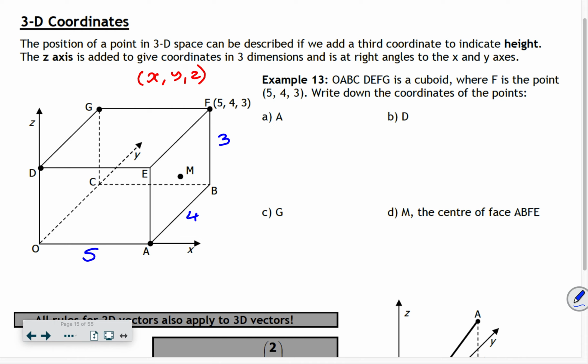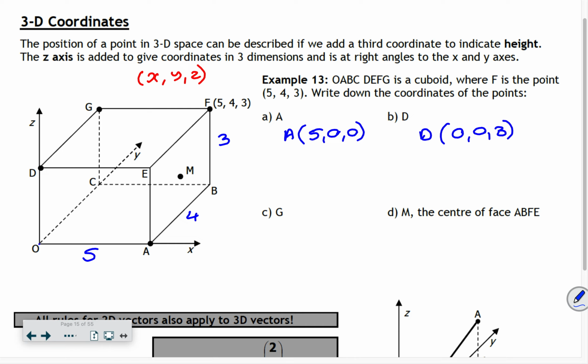So if I want to get the coordinate of point A, I can say that A is going to have the coordinate 5, 0, 0. Because I'm going along to A, which is 5 along, I'm not going along the y-axis, I'm not going up the z-axis, so it's just going to be 5, 0, 0. Okay? The coordinate of D would just be 0, 0, 3.